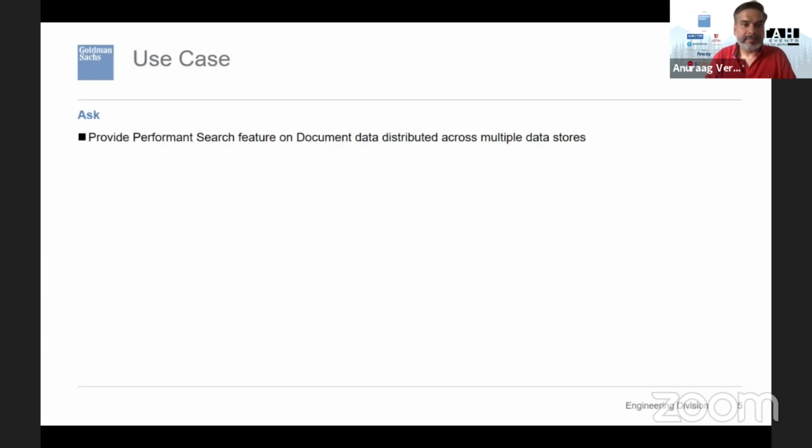So from the use case perspective, in the wealth management business at Goldman Sachs, we have been on a digital transformation journey for the past couple of years. We have created a brand new client website. Among the many features there, one of the features which we enable our clients is to look for all the documents that they have received from us over their relationship with us.